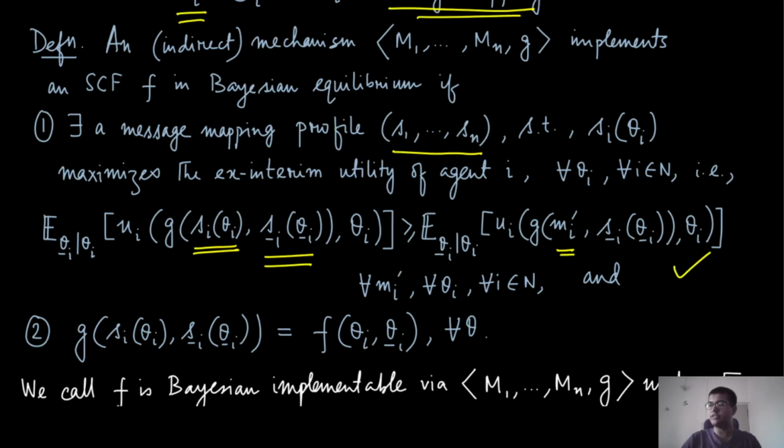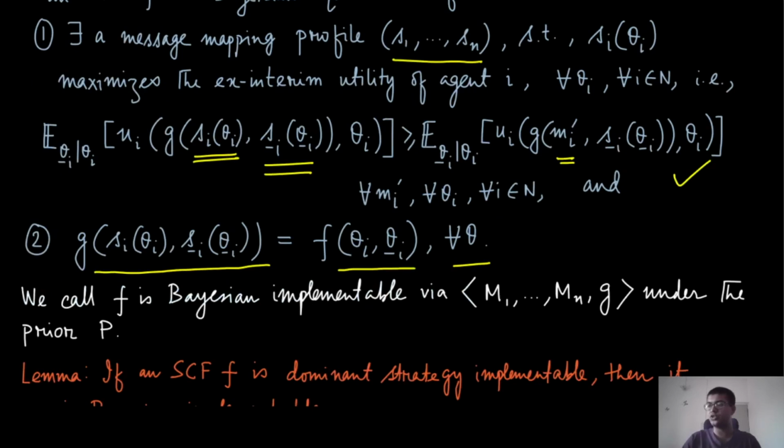It should also satisfy that the same indirect mechanism implements the social choice function. So therefore, at the equilibrium point S_i, S_minus_i, this equality of the outcome should be satisfied for all theta. In that case, we'll call this social choice function f Bayesian implementable via this indirect mechanism. And of course, because this is Bayesian implementability, we also have to mention the prior. So this is implementable under this prior P.